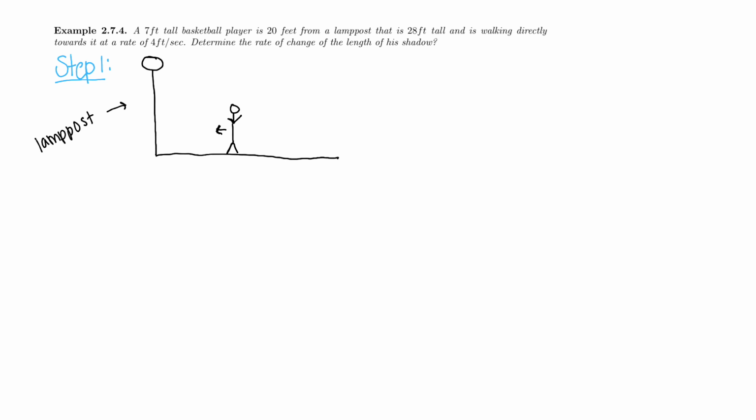Now what? Well, let's see. The basketball player is 7 feet tall, so I can label that he is 7 feet. The lamppost is 28 feet tall, and that's not changing. The basketball player is not changing, and the lamppost isn't changing in height. They are remaining the height that they are. And then there's some notion of a shadow. And the shadow part is the weird part here.